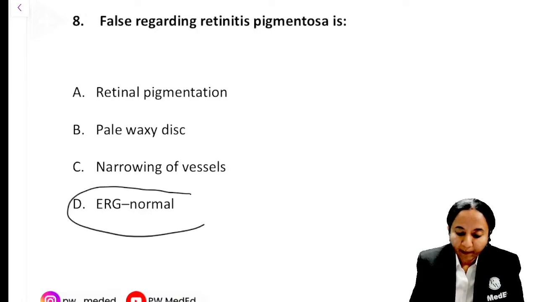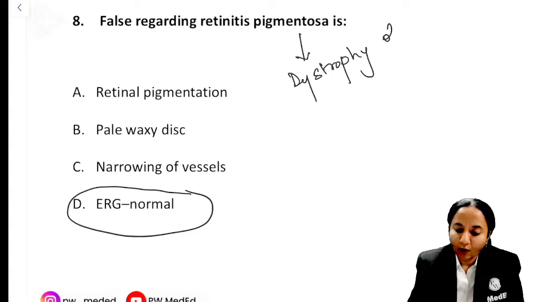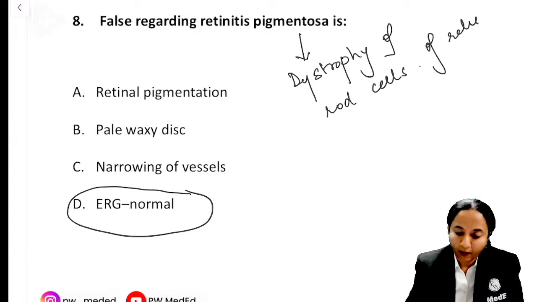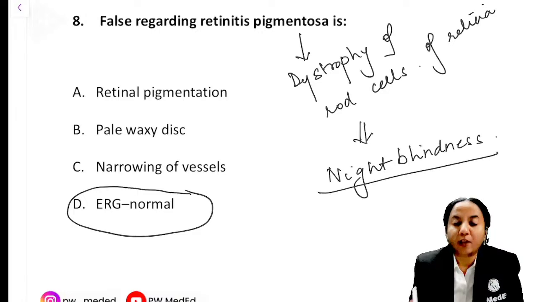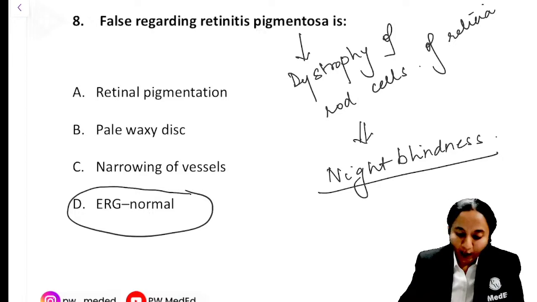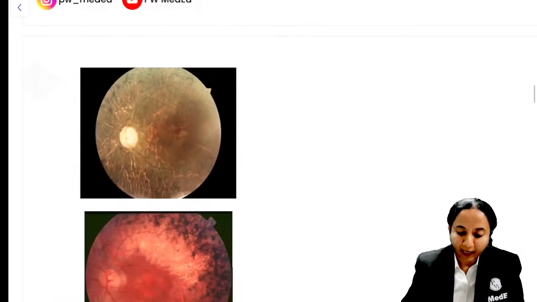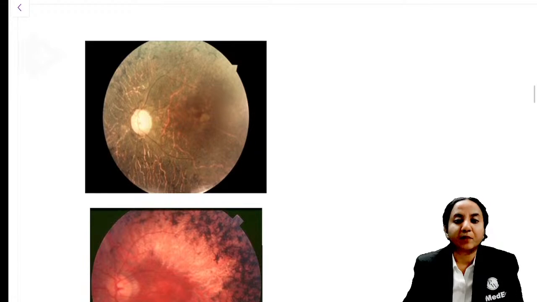So retinitis pigmentosa, we all know that it is a dystrophy of the rod cells of the retina, and therefore the presentation of these patients is with night blindness, that is nyctalopia. This is the complaint of these patients. And the triad of signs is this. Again, very, very common and important image that comes in the exam.